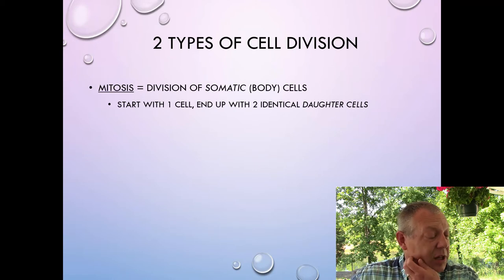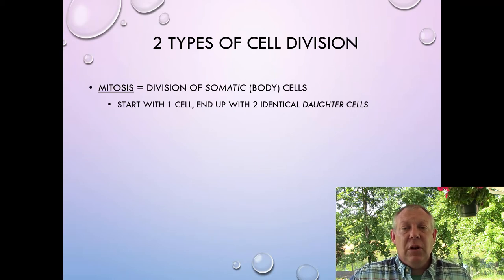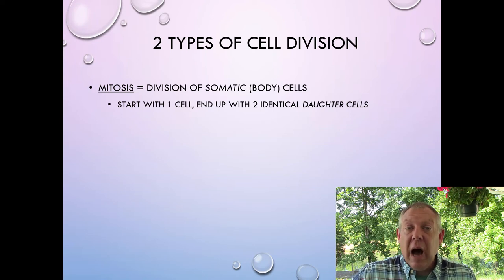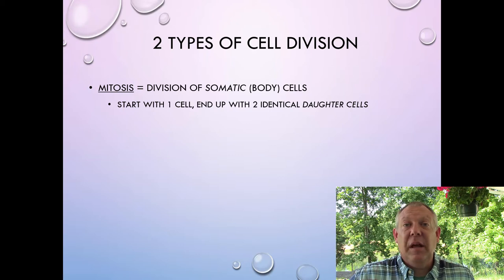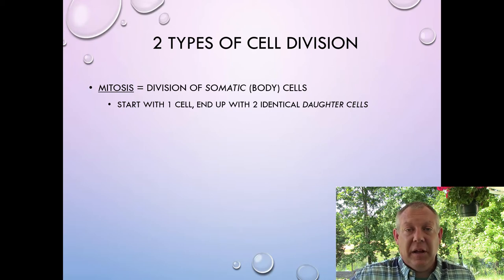So there's two types of cell division we're going to talk about. Mitosis is a division of somatic cells or body cells, non-gonadal cells. So everything except the gonads, or everything except the sex cells, is a somatic cell. And in mitosis, you start with one cell and you end up with two identical cells, and those are called daughter cells.